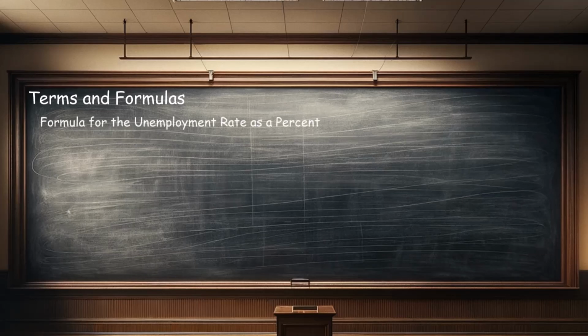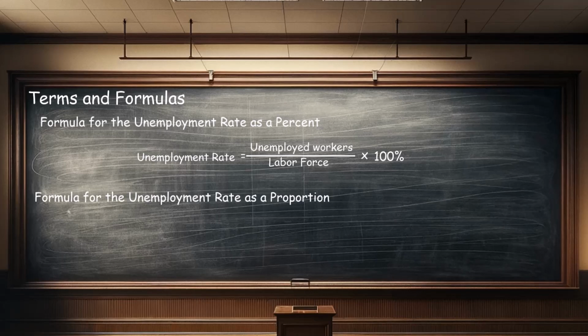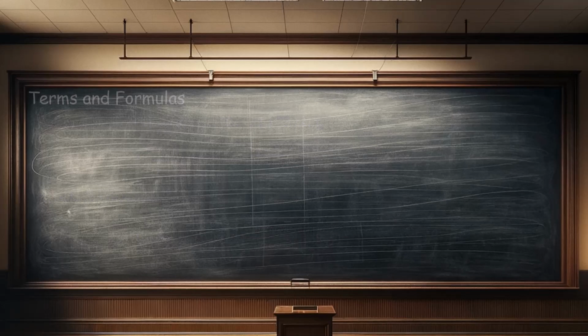If the unemployment rate is represented as a percent of the labor force, the formula is the unemployment rate equals the number of unemployed workers divided by the labor force times 100%. If the unemployment rate is represented as a proportion or a decimal fraction of the labor force, the formula is the unemployment rate equals the number of unemployed workers divided by the labor force.